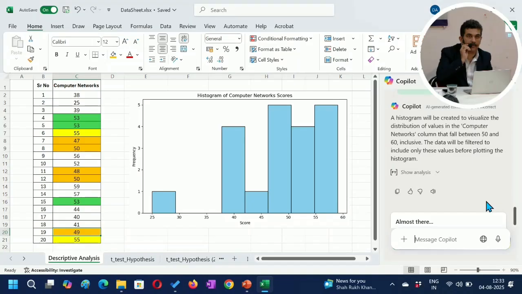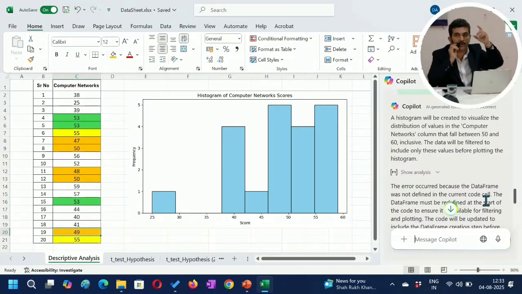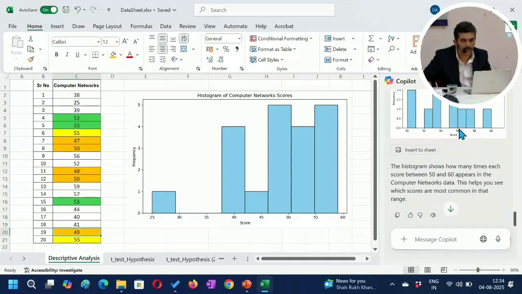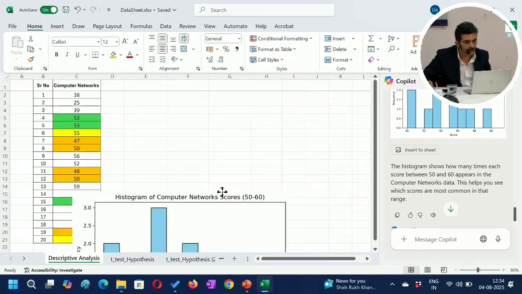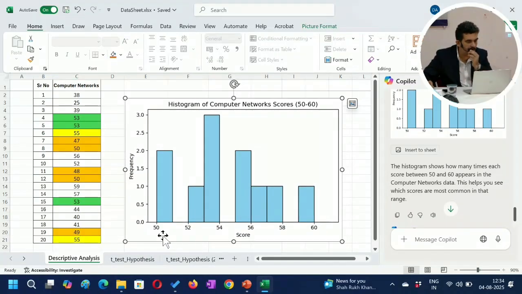And while writing a prompt, you have to be very specific. Like you have observed, I had given the range from C2 to C21. Your prompt cannot be absurd. You have to be very specific. Okay? So this is the prompt available. Insert into the sheet. I'll delete it. This is a prompt showing all the values between 50 and 60. So you can write a prompt to remove the blank values, right?